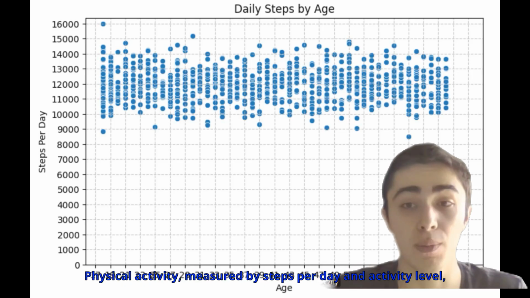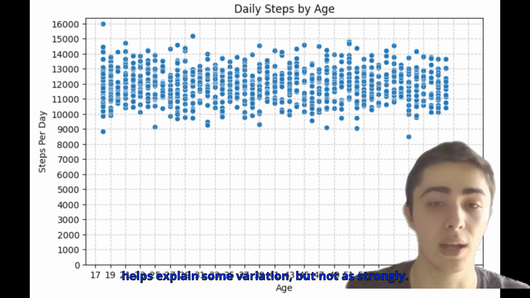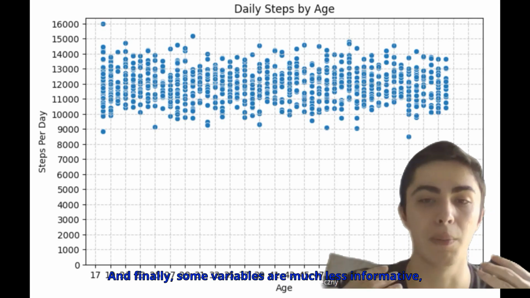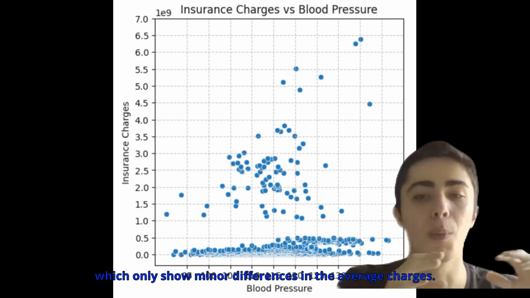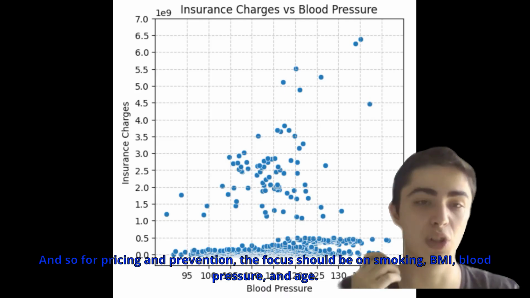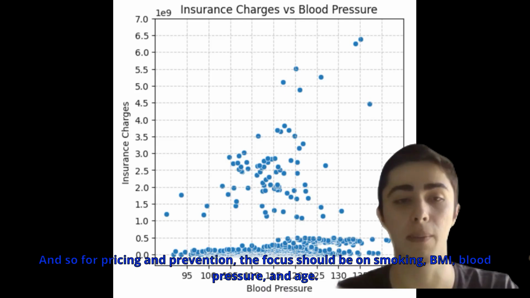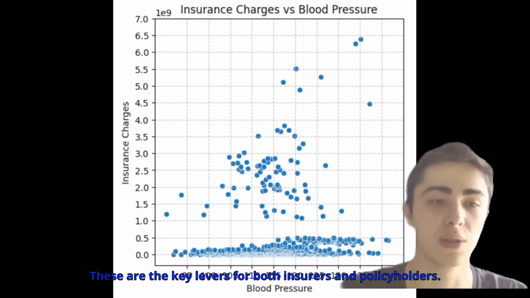Physical activity, measured by steps per day and activity level, helps explain some variation, but not as strongly. And finally, some variables are much less informative, such as gender, region, and the number of children, which only show minor differences in the average charges. And so for pricing and prevention, the focus should be on smoking, BMI, blood pressure, and age. These are the key levers for both insurers and policyholders.